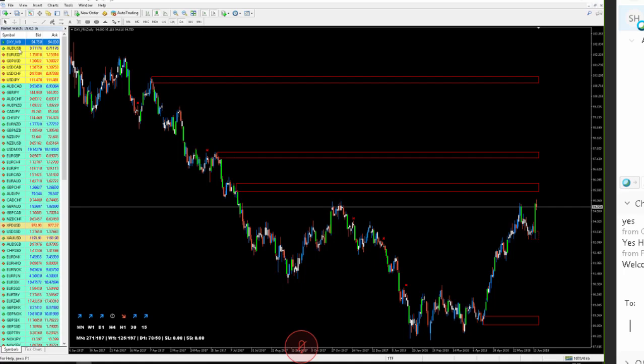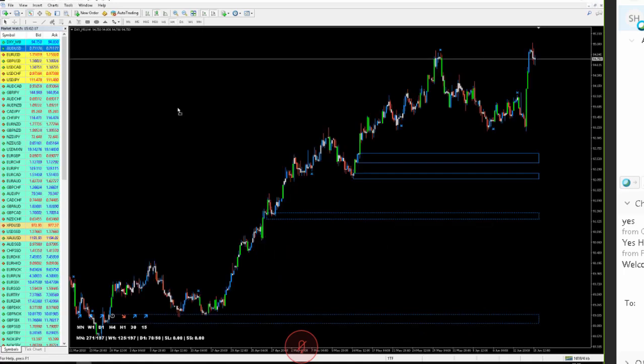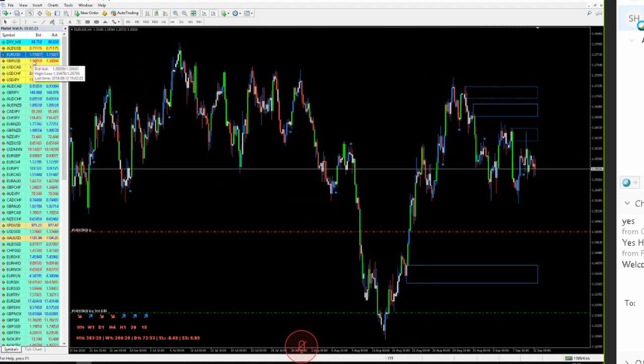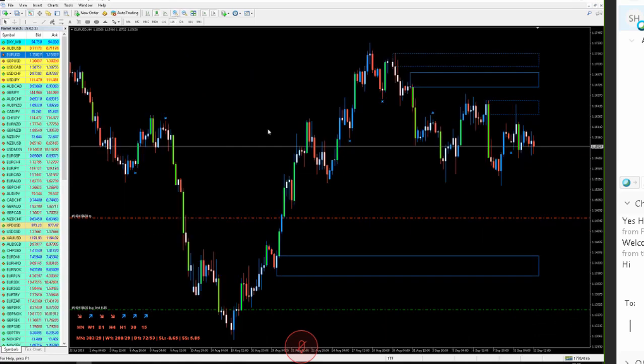Okay, let's have a look at this. This is the euro US dollar. So what we do, I mean, supply and demand is ultimately about finding imbalances in liquidity, bearish and bullish liquidity. And this is the way I think you can trade and do quite well.